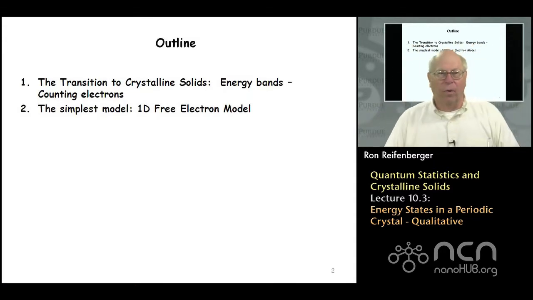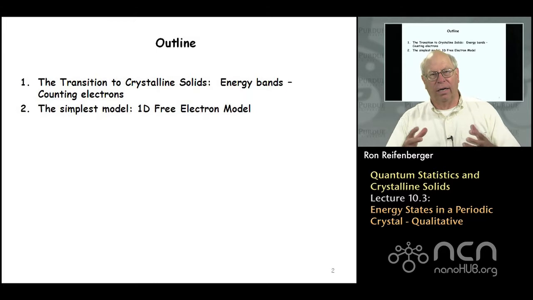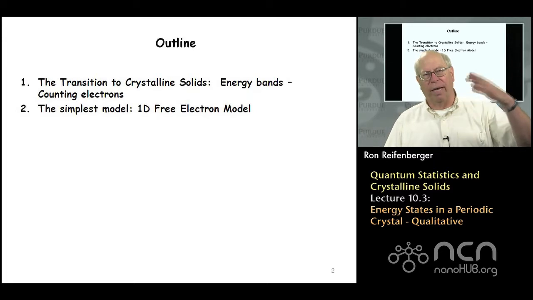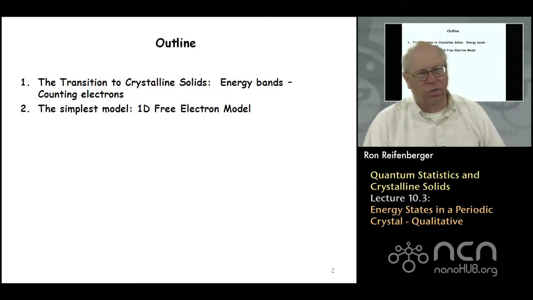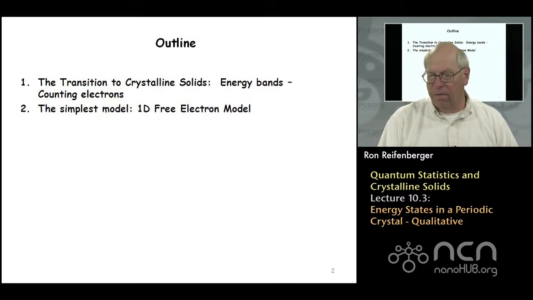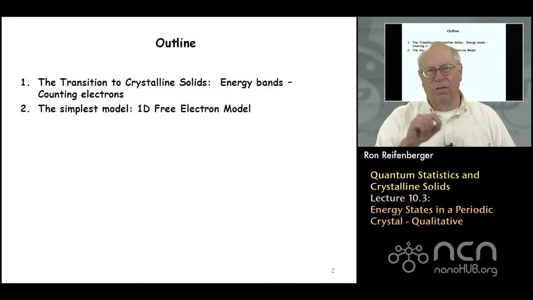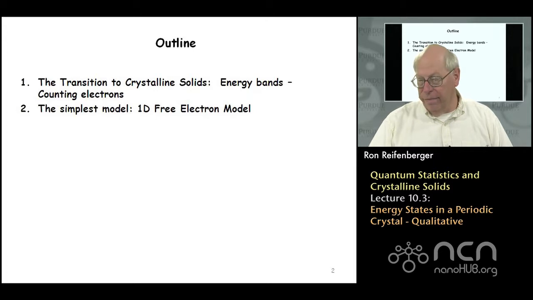So the way the lecture is structured is we're going to talk about the transition from atoms to crystalline solids, and we're going to introduce the concept of an energy band, and we're going to try to figure out whether the energy band is completely full or partially filled simply by counting electrons that we know about from the atomic states of atoms. And then we're going to introduce the simplest model that we can imagine, which is a one-dimensional free electron model to describe the quantum wave functions of the electrons when they're in a solid.